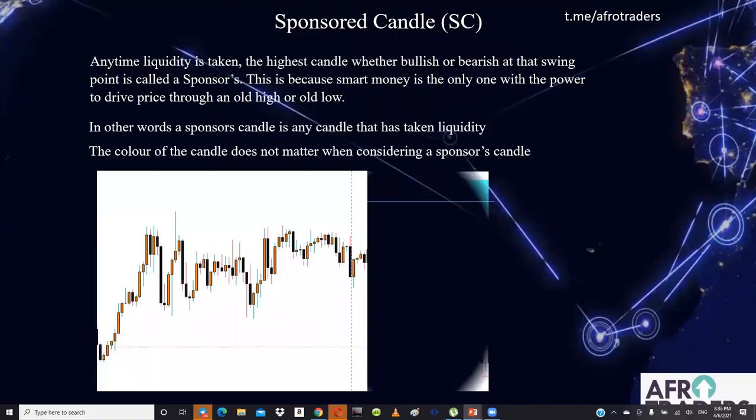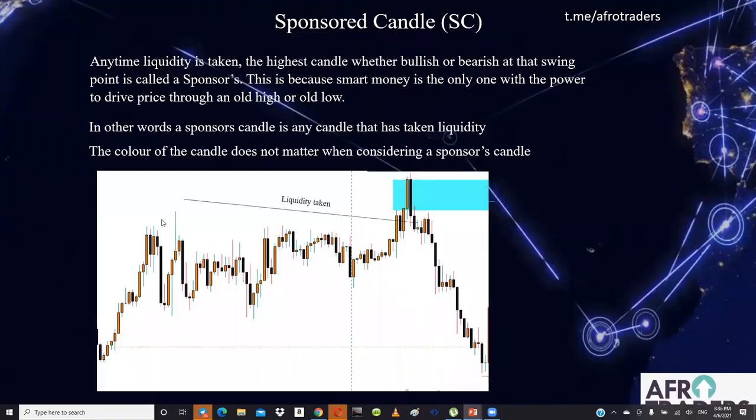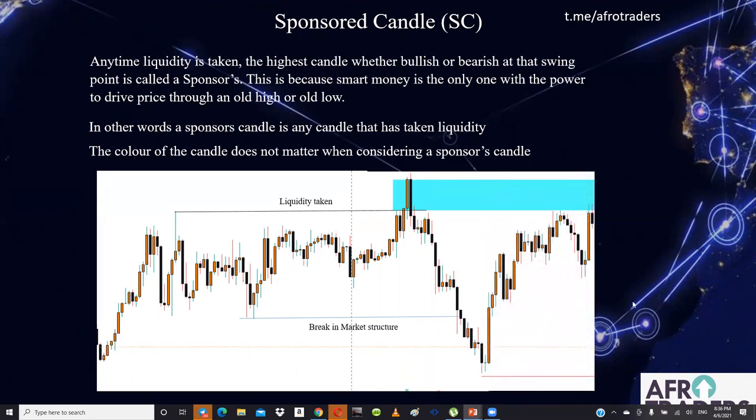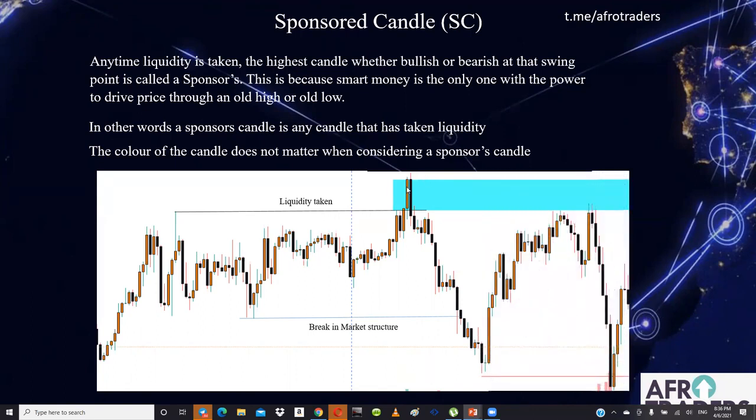But what it simply means is this. A sponsored candle is a candle that has taken liquidity. So we see one here, there was this previous high. Price has traded above this previous high. In the end, the effect of it is what matters. When it took that particular high, it came and broke structure. So with this candle, when price comes back to that level, it's a place you want to be a seller.